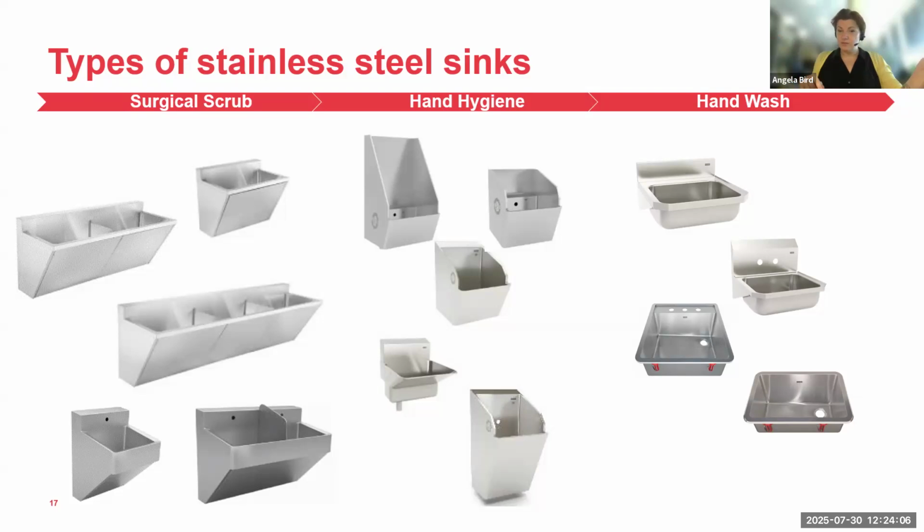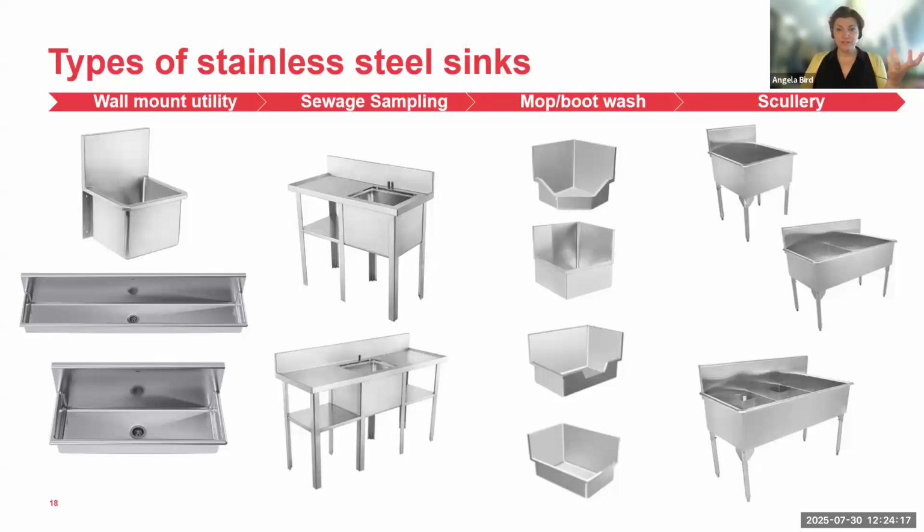Here we're showing surgical scrub stations on the left. In the middle are hand hygiene sinks, and on the right are hand wash sinks. And here are some utility sinks. These are heavier gauge sinks that are designed for use in commercial and industrial spaces. On the left are wall-mounted utility sinks. They're great for washing up equipment, cleaning any tools. They can be super duper long or super duper deep.